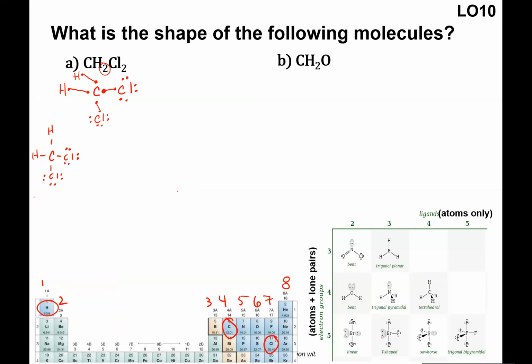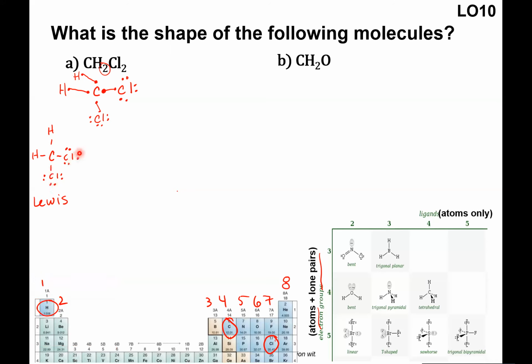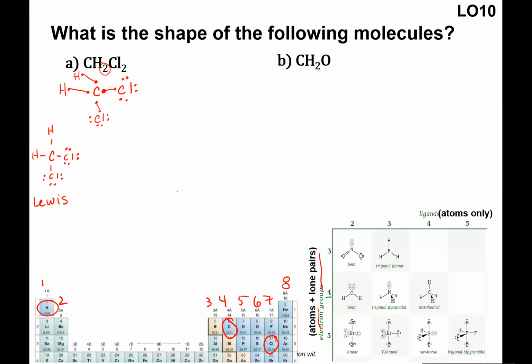Now what we want to do is determine its shape. So the first thing I do is I count the number of atoms and lone pairs surrounding my carbon atom. So I see that I have 1 atom, 2 atoms, 3 atoms, 4 atoms, and no lone pairs on carbon. So that means that on my table, I am going to be looking at structures here in 4, because I have 4 electron groups. Okay.